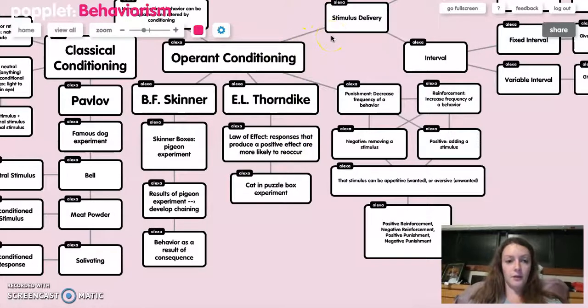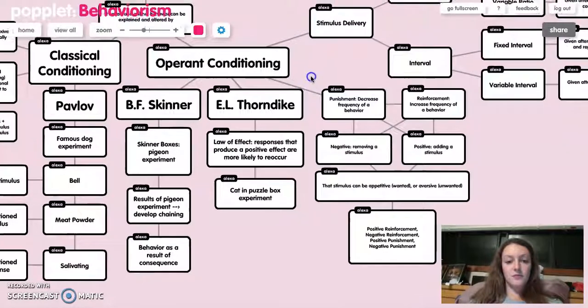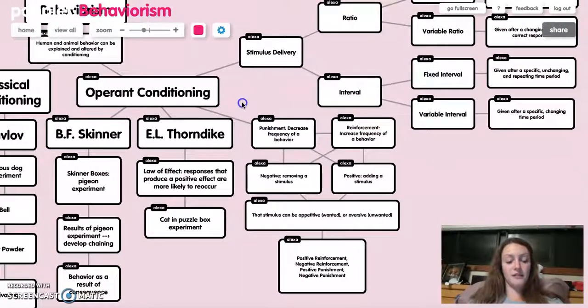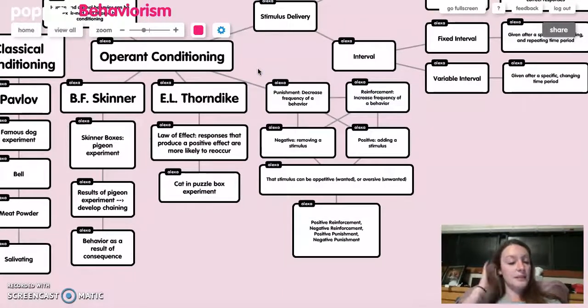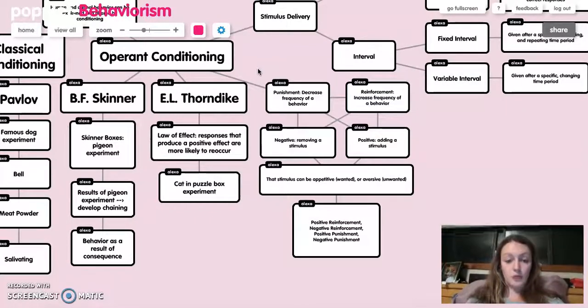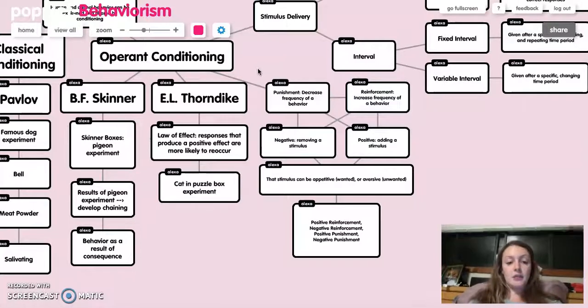Okay, now we'll move on to E.L. Thorndike. He's famous for the law of effect, which is the same idea, right? Behavior is a result of consequences. So responses that produce a positive effect are more likely to reoccur. And he showed this with his experiment with a cat in a puzzle box. So he constructed a box with a kind of trap door of sorts, and he put a cat inside with a piece of cooked fish outside.